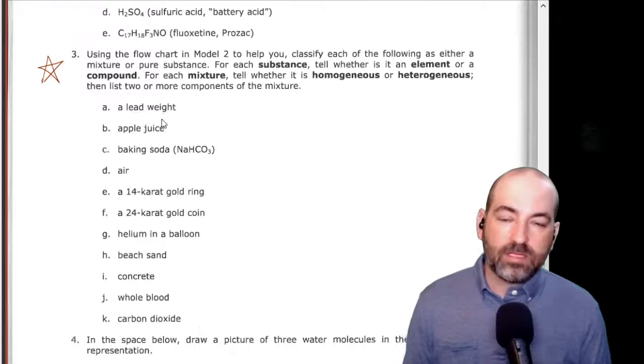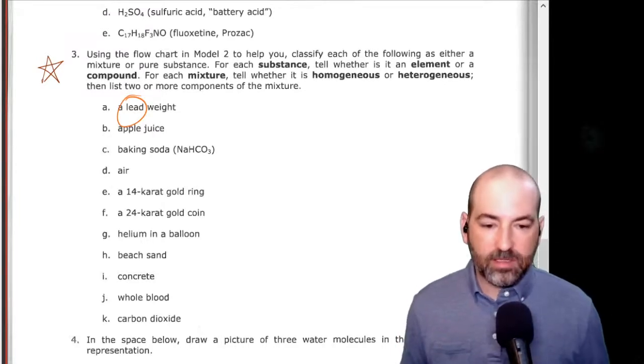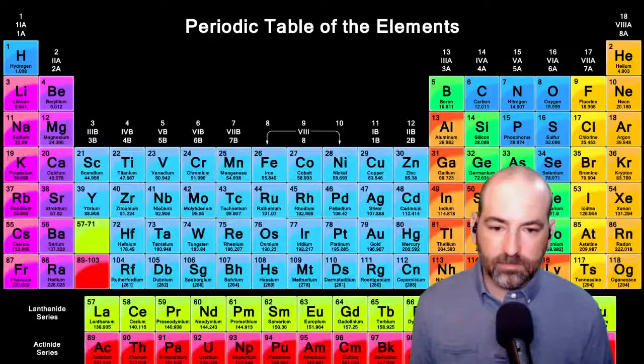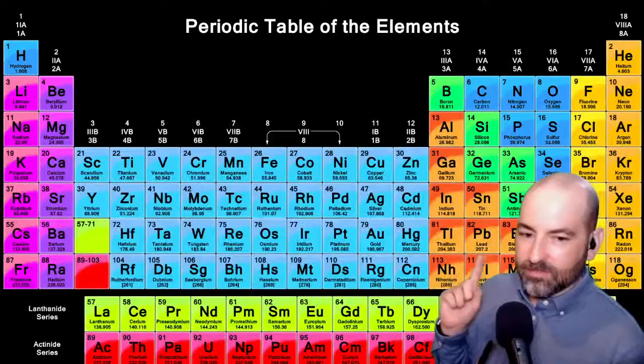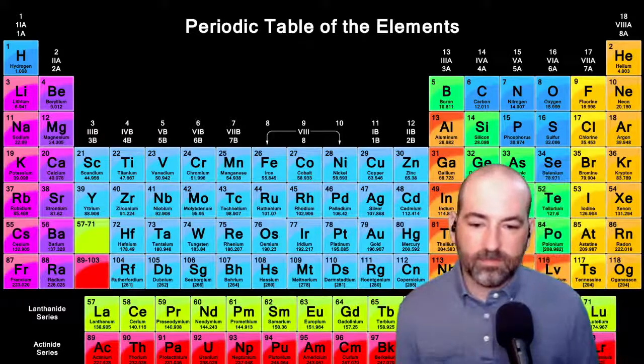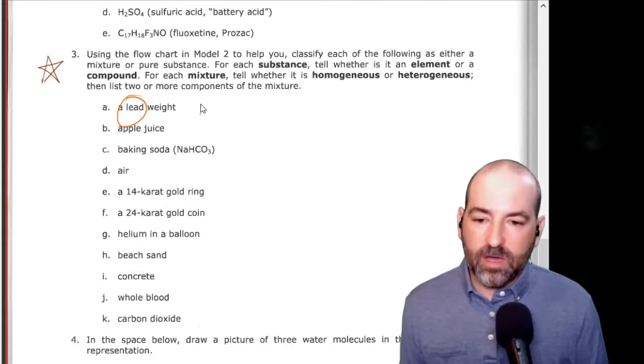All right, so a lead weight. Well, a lead weight, the key word here is lead. Lead is an element. It's in the periodic table. It's right behind my head, right there, lead, Pb. So that's going to be a pure substance, and it's going to be an element.